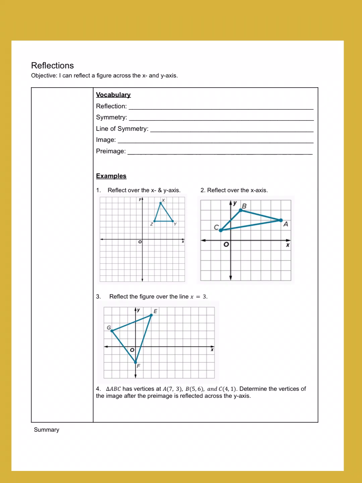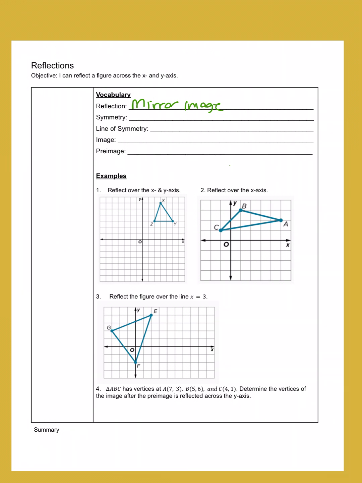For this lesson, we are going to look at reflections and how we can reflect across the X and Y axis. And we'll also look at how we can reflect across a vertical line. So first, a reflection is kind of just like a mirror image of something. So if you look in the mirror, you're looking at your reflection. You're seeing everything kind of the opposite of what it is on you.